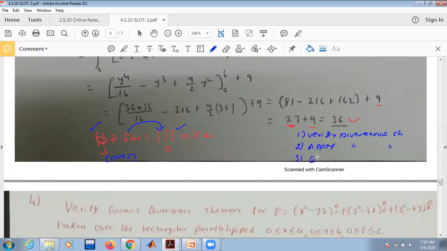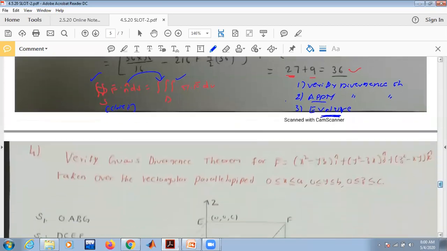Last one, you may be asked to simply evaluate the integral. If you're asked to evaluate the integral, then the choice is yours. Either you compute the surface integral or you convert into a triple integral and get the value. So what to do and how to do it is your choice when you're asked to just evaluate. You can apply your own method of your choice. Whereas if you're asked to apply the divergence theorem, then necessarily you have to apply it. When you're asked to verify the divergence theorem, then you have to compute both the integrals and show that both are matching.